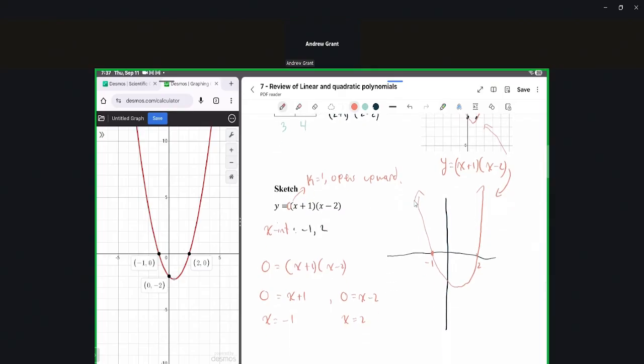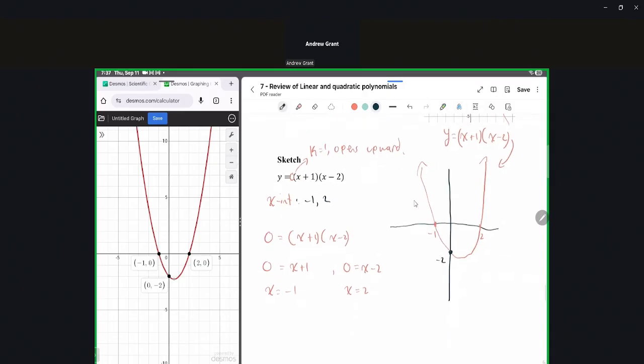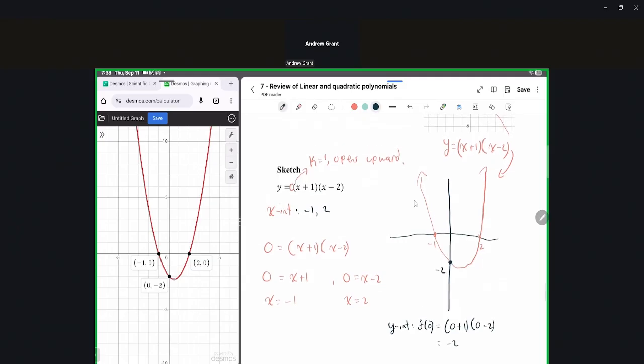If you want to be a bit more detailed, you could also plot in the y-intercept. And for the y-intercept, remember you want to be typing in f of 0, which in our case is going to be 0 plus 1 times 0 minus 2, which is going to give us negative 2. Okay, and that's a reasonable sketch.